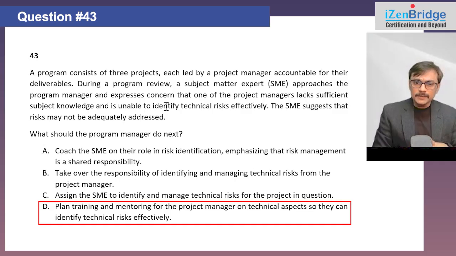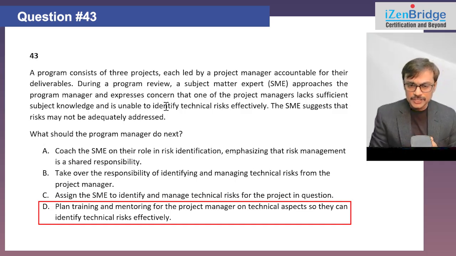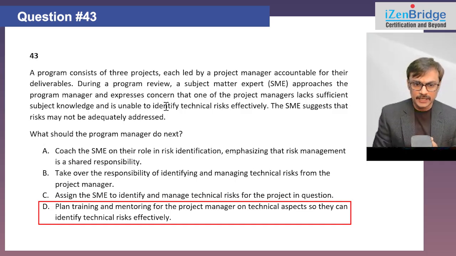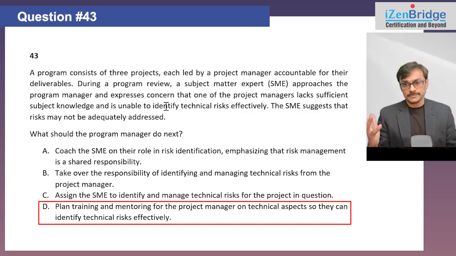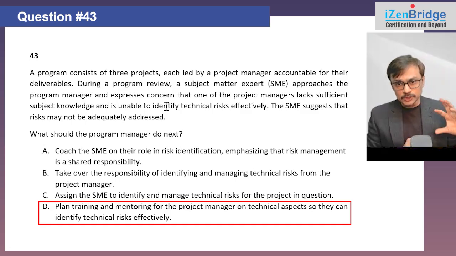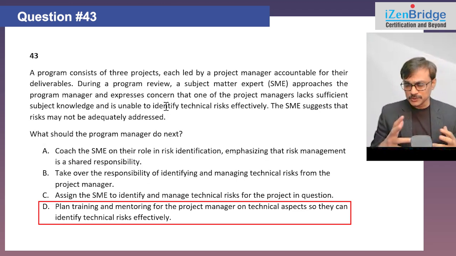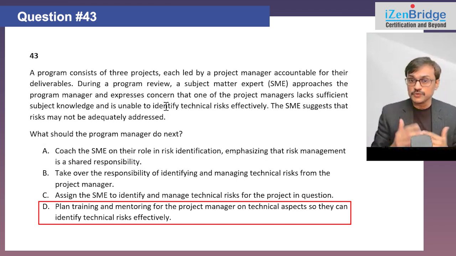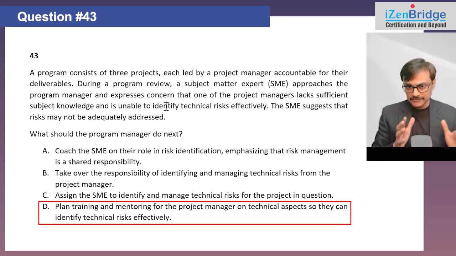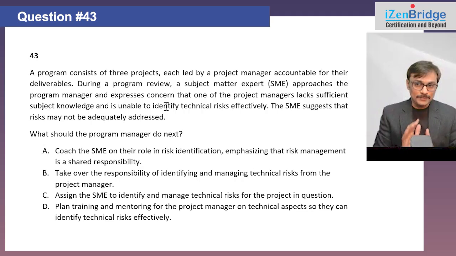Option D: Plan training and mentoring for the project manager on technical aspects so they can identify technical risks effectively. I can probably do that. So I can do A, I can do C, I can do D. Now I have multiple things to do. How do I proceed? Which one will I do first? What is the best thing to do with the limited information available? What I believe is I will do A first and then I will do C and D later.